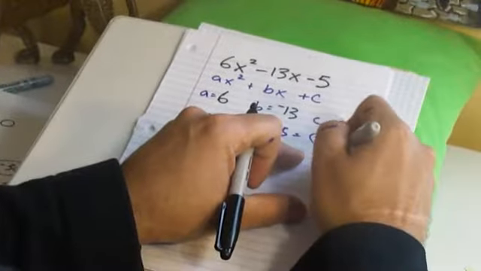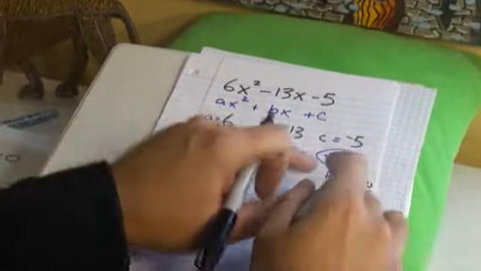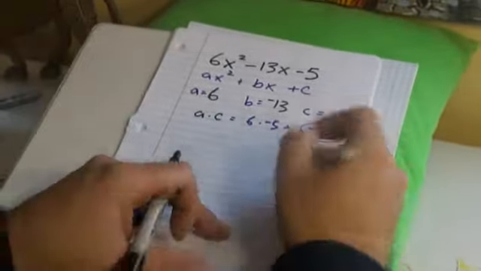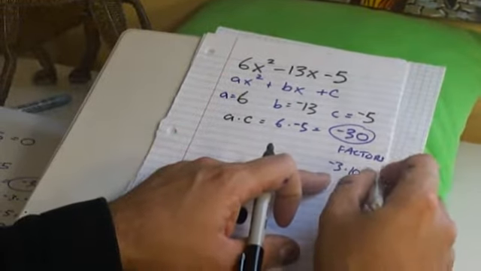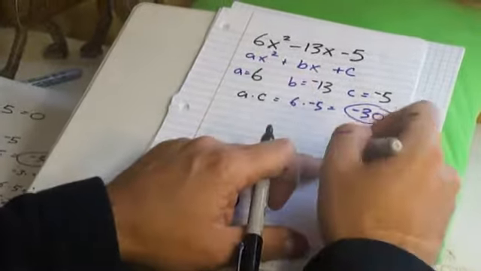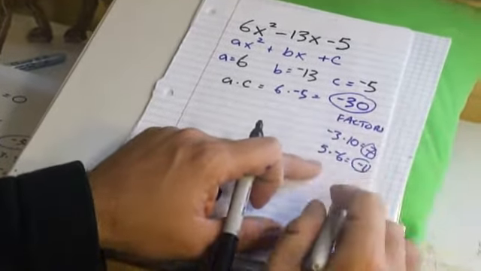Now, what we want to do is find the factors of negative 30, of the A times C, which add up to the B term, which is negative 13. So let's try those. It looks like it could be negative 3 times 10. Unfortunately, that adds up to 7. That's not what we're looking for. We're looking for negative 13. How about 5 times negative 6? That adds up to negative 1. That's not what we're looking for.